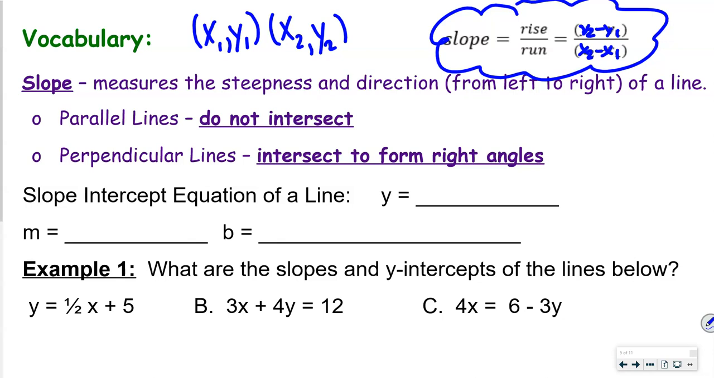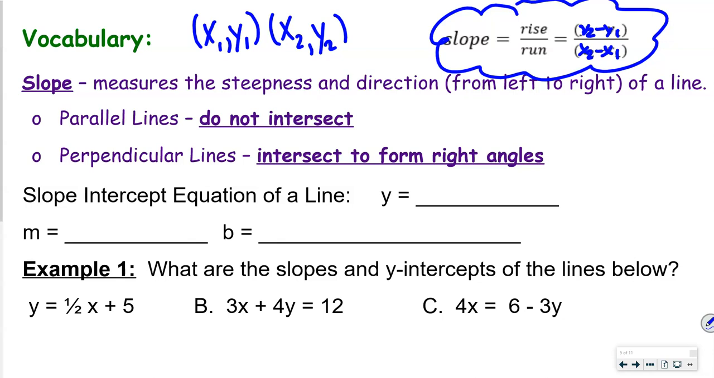Okay, so we have 2 types of lines: parallel lines, they never intersect, and perpendicular lines, which intersect to form right angles. So go ahead and write these 2 down. Do not intersect for parallel lines and intersect to form right angles for perpendicular lines. Okay, so once you're done with that, we're going to go back and review a couple things.